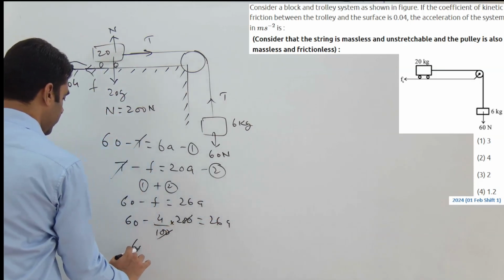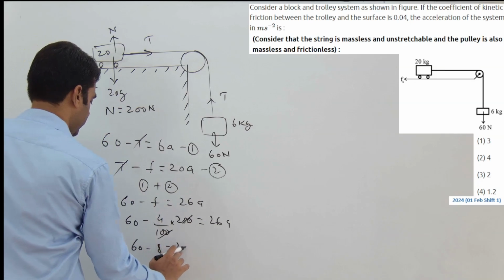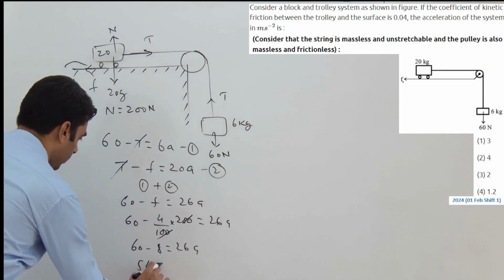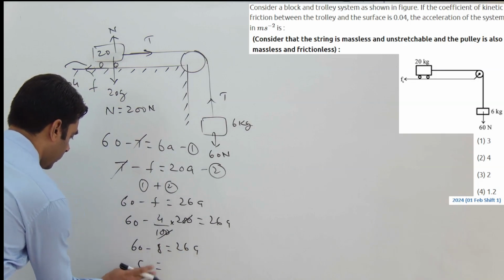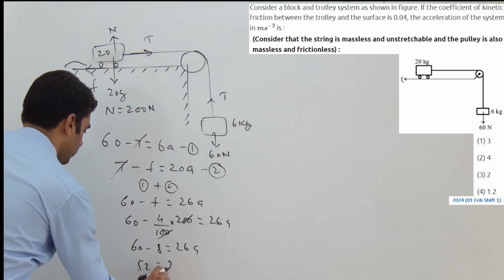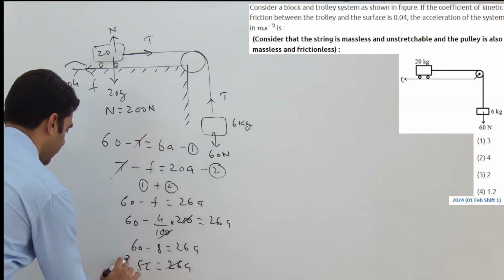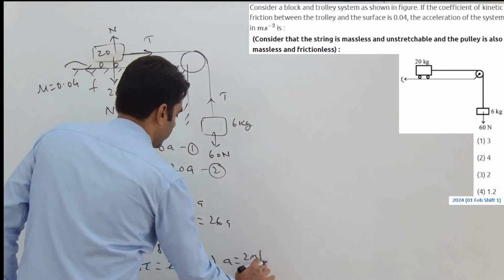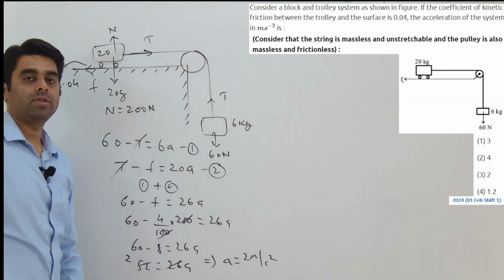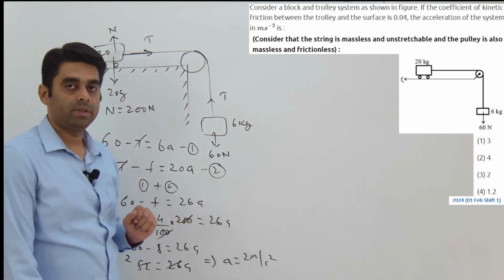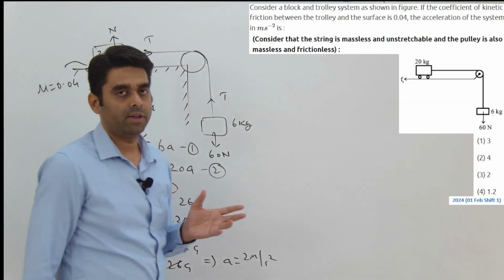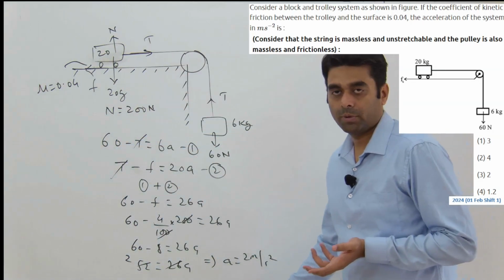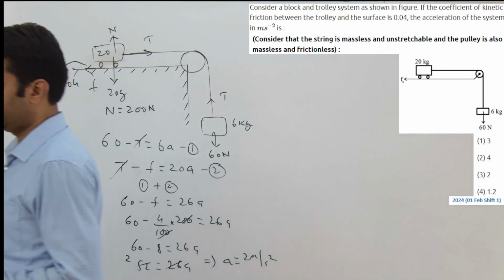So 60 minus 8 is equals to 26A. This comes out 52 is equals to 26A. That implies A value comes out 2 meter per second square. Acceleration for the system is coming 2 meter per second square, right? Application of F net equals to MA, drawing FBD and application of F net equals to MA. I hope you got it. Let's move to the next question.